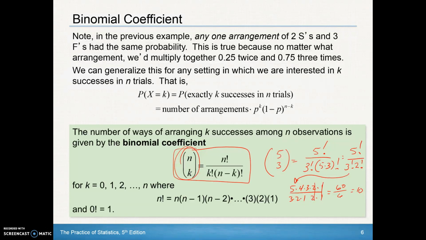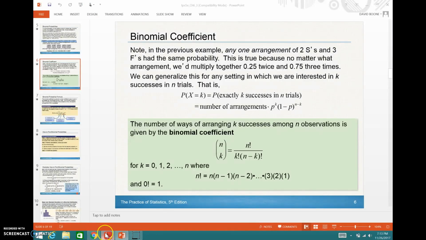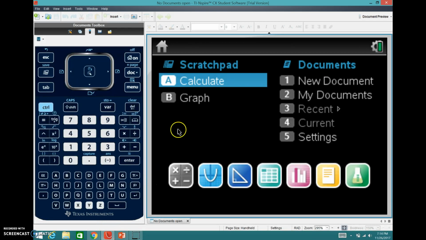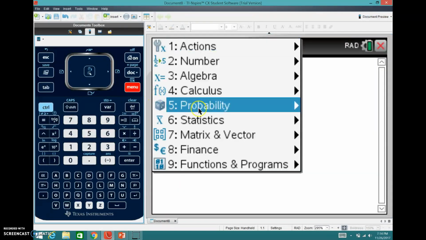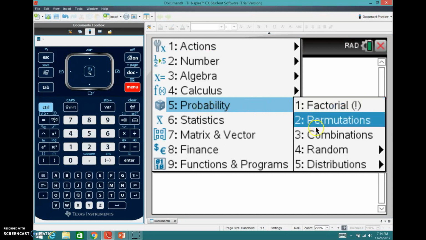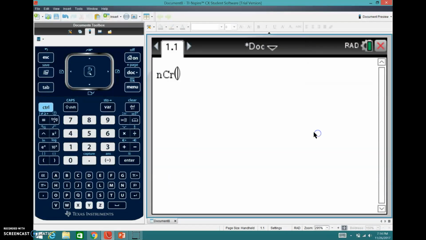So there is a faster way to do this with a calculator, and that's what I want to show: how to calculate that binomial coefficient using our calculator. If you get your calculator out, we'll take a look at where to go for that. That is officially called a combination. So we go into our calculator, go to Menu. Under Probability, we have the word Combinations.